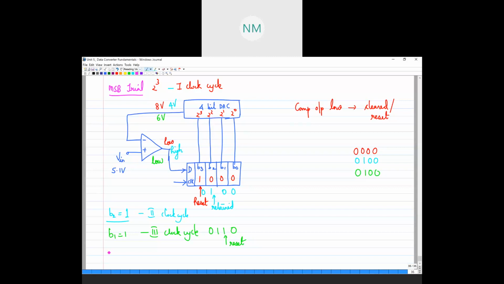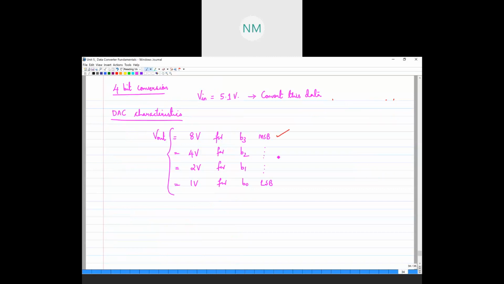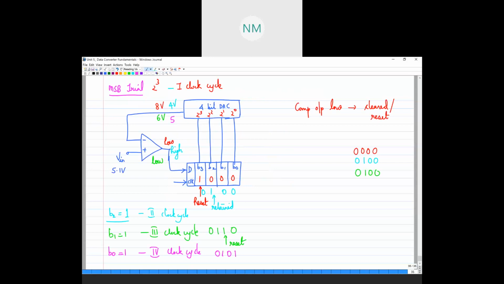Now we have the last bit trial, which is the B0 bit, that will be made 1 during the fourth clock cycle. That means the data is 0101. Now this will go to your DAC, and the DAC will produce some output. Your B2 bit is high and your B0 bit is high, so 4 plus 1, 5 will be the output.